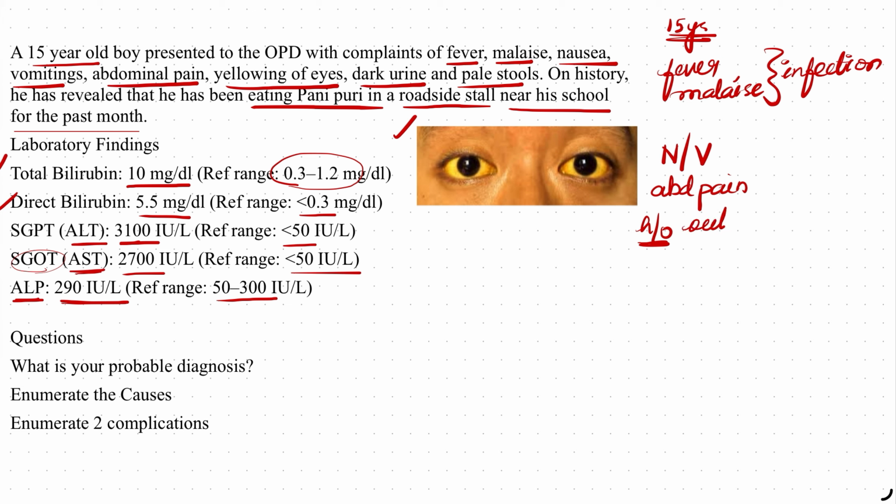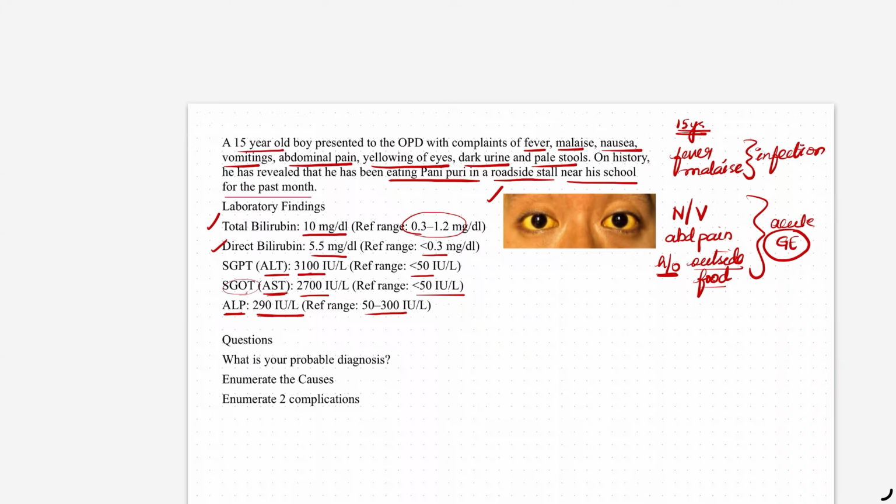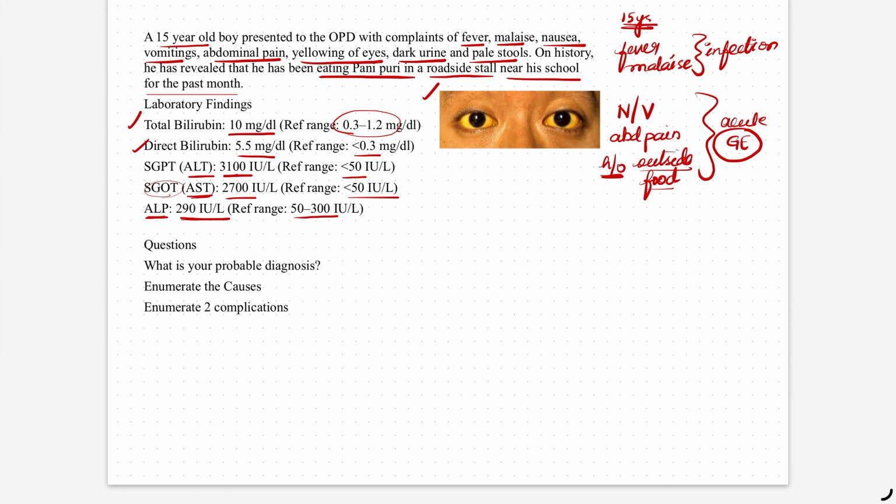So outside food intake, all this is suggestive of acute gastroenteritis, some gastroenteritis kind of symptom. And especially outside food intake means there can be possibility of contaminated food intake. And also there's yellowish discoloration of the eyes. So it shows jaundice.